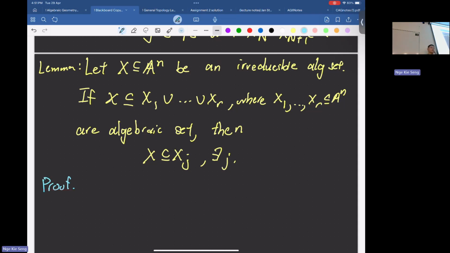What do you need to think about here? 第一个，可能你要有一点想法哦。你的想法是 irreducible set。什么是 irreducible? Cannot be written as a union of two proper closed sets.